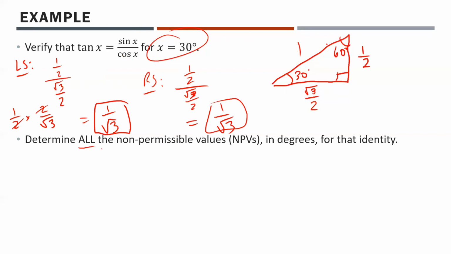All right, determine all of the non-permissible values, the NPVs, in degrees for that identity. It's been a long time since we talked about that. Sometimes it's important to recognize that even in identities, you have NPVs, things that you can't plug in. Remember, an NPV is basically just wherever you're dividing by 0. So what this is really saying is we're looking for where cosine x is equal to 0, because if cosine x was equal to 0, you'd be dividing by 0, and that's just a no-no. You can't be doing that, right?